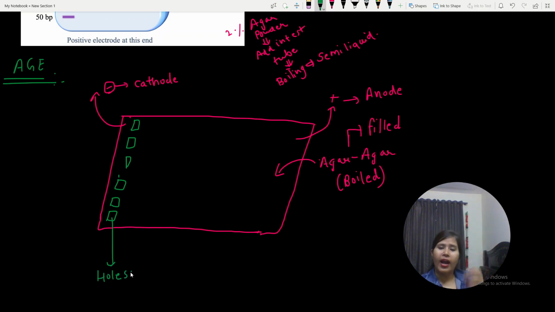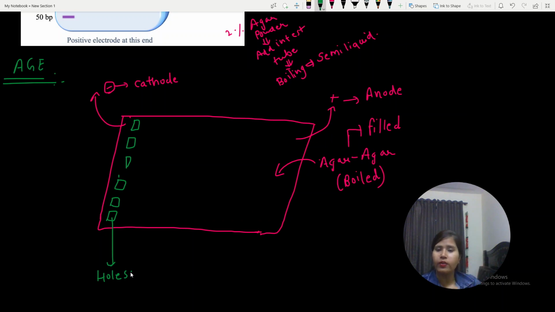Now you are going to add your sample. What is your sample? Your sample is a fragmented DNA molecule where a lot of different kinds of fragments are present. Some fragments are very big and some are small. And you know very well that the small fragment is your desired gene and you want to separate it. That's why you are adding your sample, where you don't know which is your small sized DNA fragment. So you are adding a mixture of your sample inside these holes.